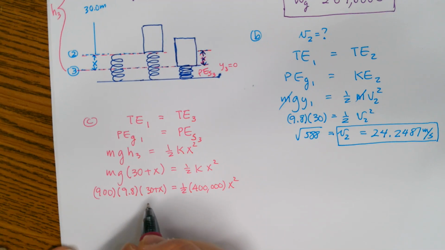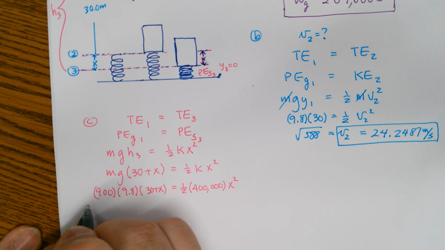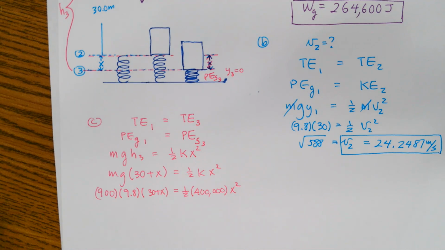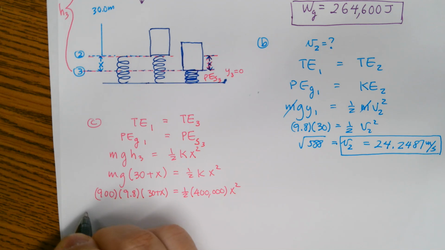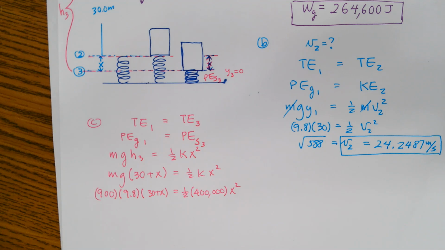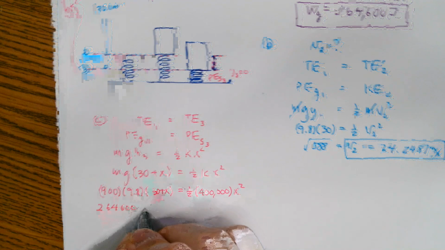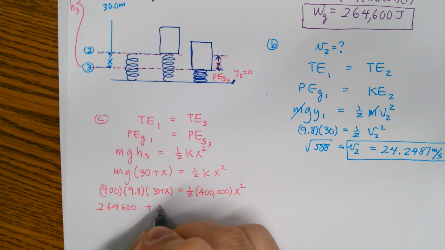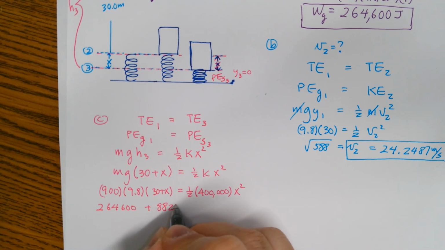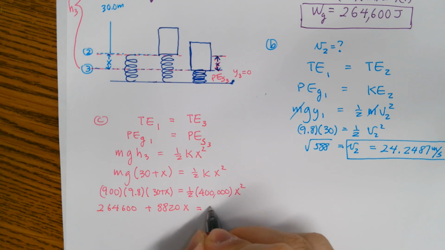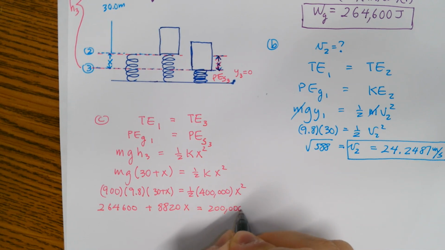So here I have 900 times 9.8, times 30. So I have 264,600 plus 8,820 x is equal to 200,000 x squared.